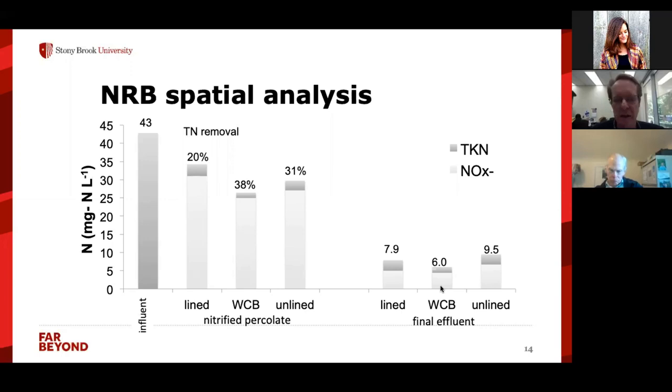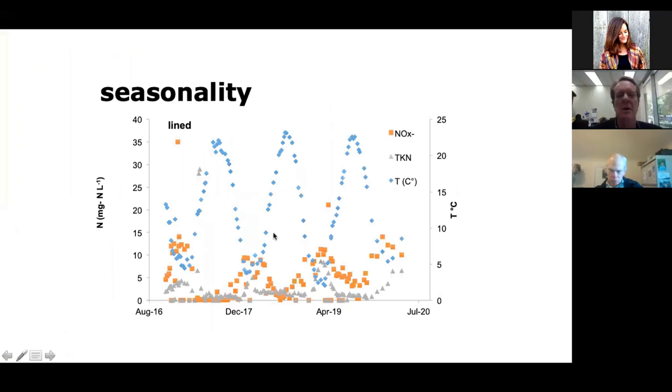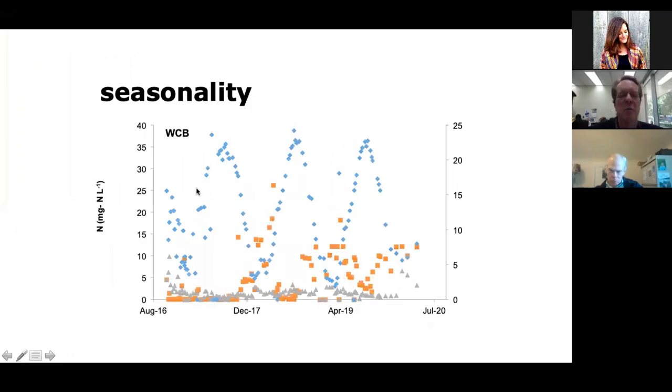And the reason is there's some nitrate collected in the winter in these systems. So here's the seasonality of the lined and wood chip box. The unlined system would look exactly the same. Don't happen to have it up here. Here's the line, here's the wood chip box. The blue is temperature. So you can see this is winter time when the temperature goes down, summertime when it goes up, winter time when it goes down, and so forth.